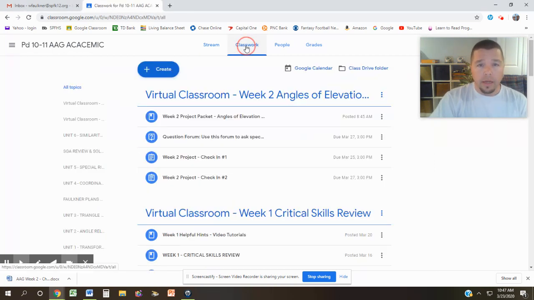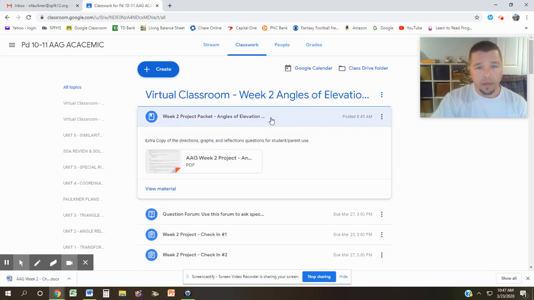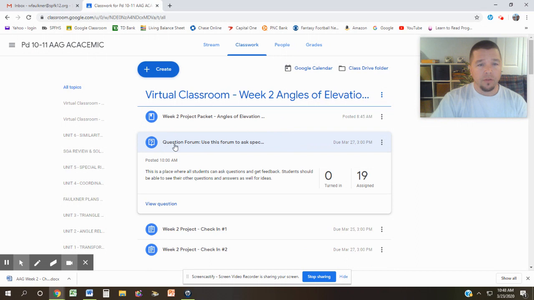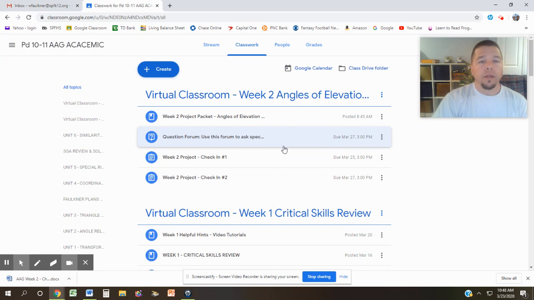So I'm going to click on classwork, and just like last week, it's going to be organized the same way. The first item is the document, the packet, which is what I'm going to open up in a minute and talk to you about. But I just want to show you that the second item is the question forum. So it says this is a place where students can ask questions and get feedback. Now, don't go back to week 1 with your week 2 questions, obviously. You're going to come to this section here for week 2 questions. Week 2 project, check-in number 1. Week 2 project, check-in number 2. So there's 2 check-ins this week.